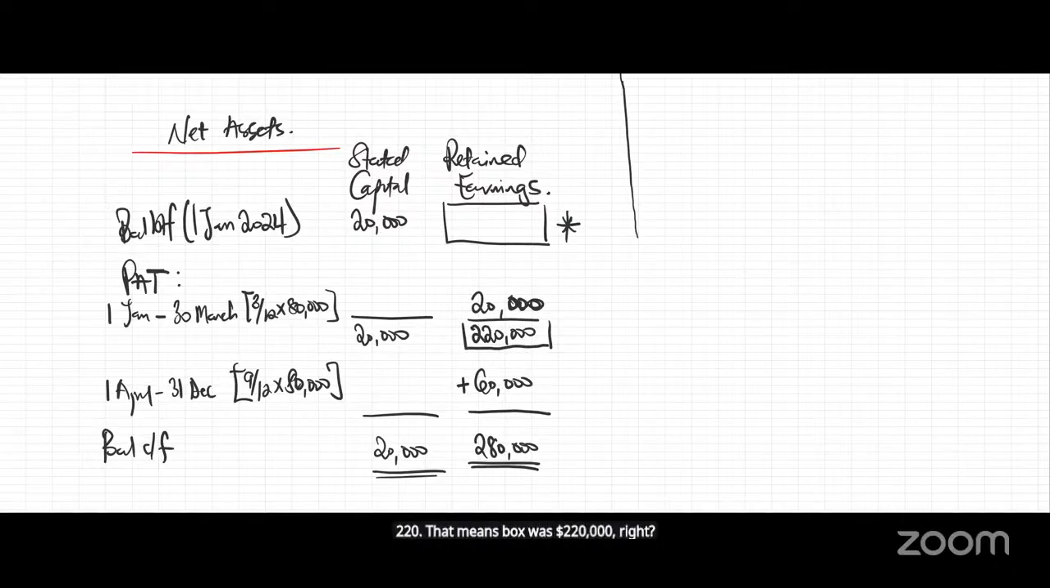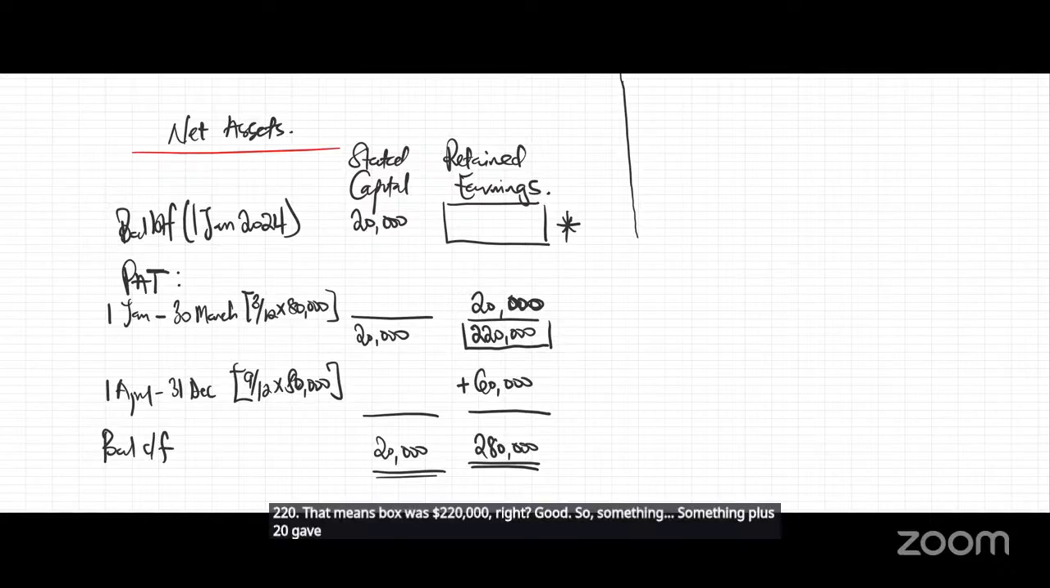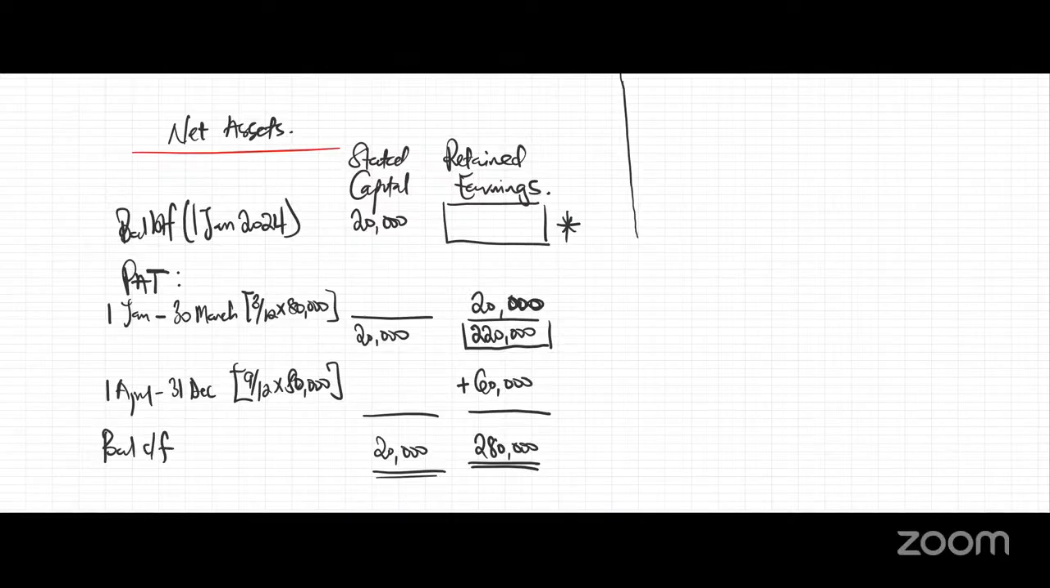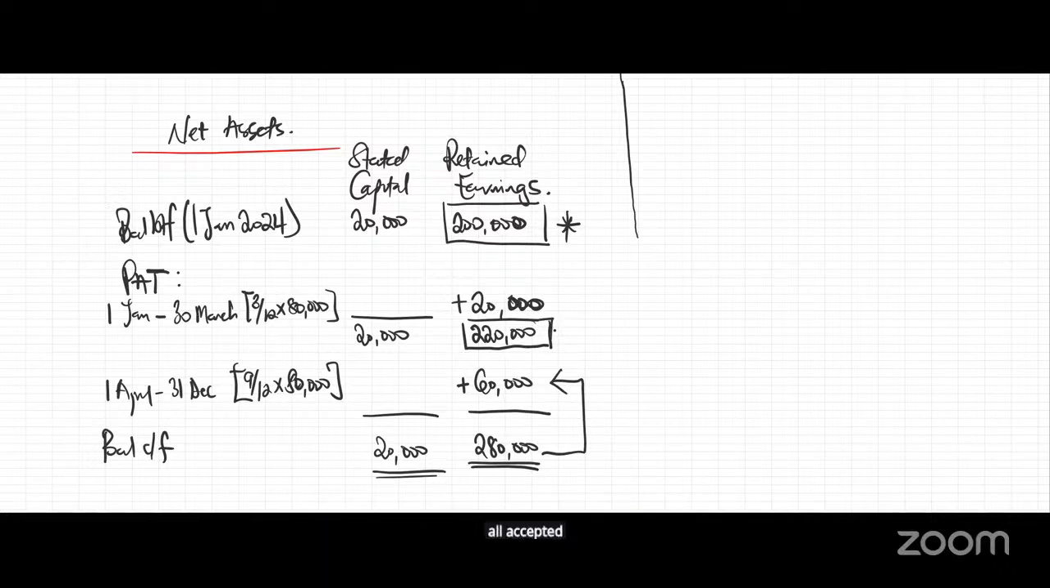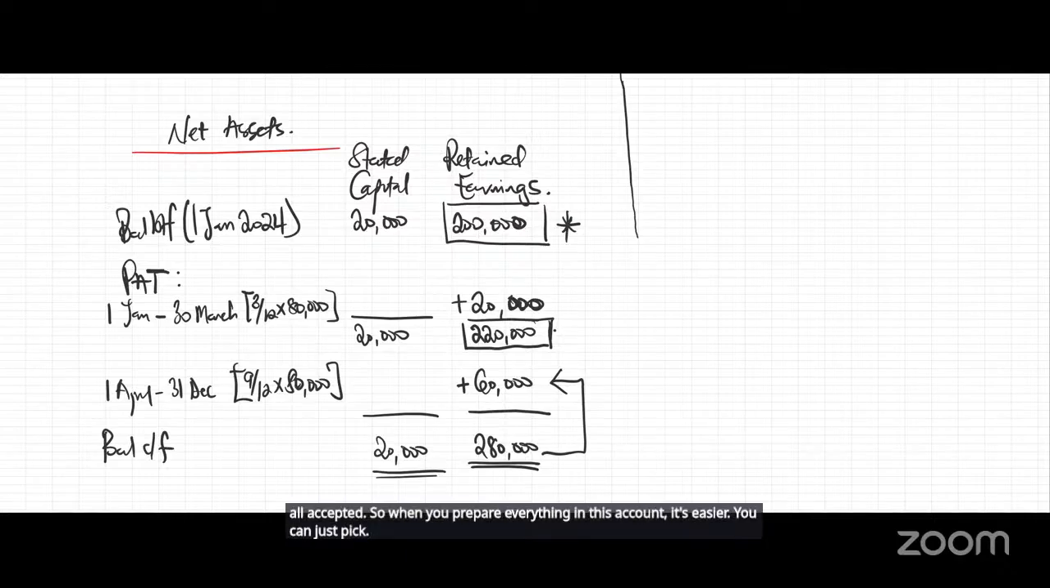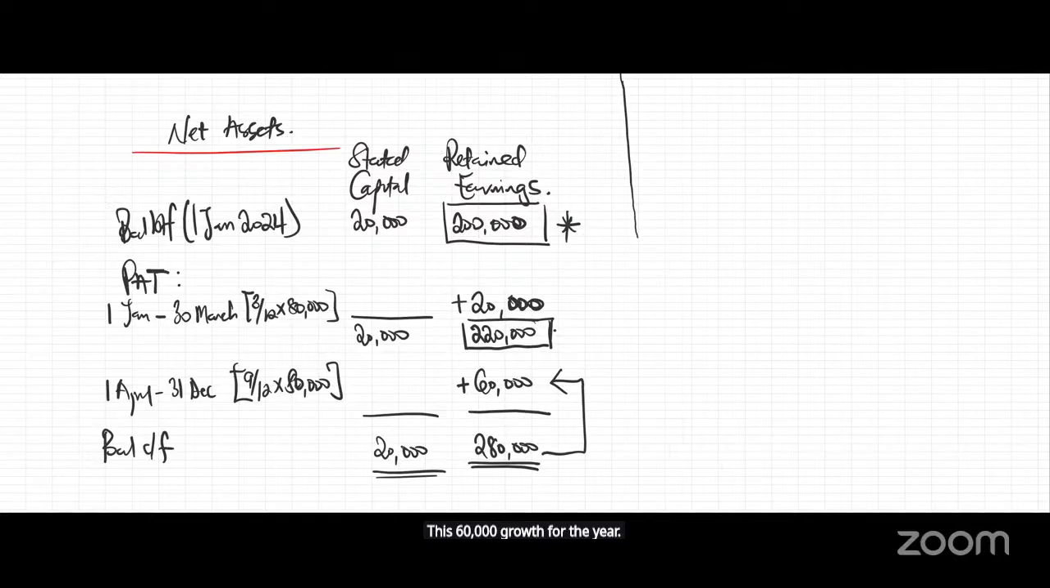Good. So something plus 20 gave us 220. What is that something? 200,000. True or false? So literally, you can get this 200,000 and add the 20,000 to it to get the 220, or take this 280 and minus the 60 to get the 220 that was there before you acquired her. All accepted. So when you prepare the retained earnings account, it's easier. You can just pick the 60,000 as the growth for the year and just share between the parent and the NCI.